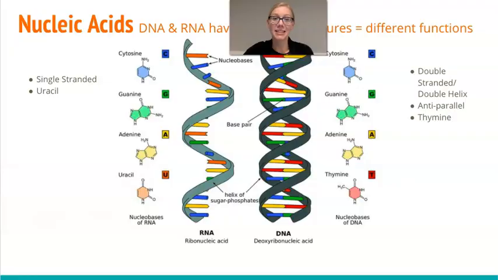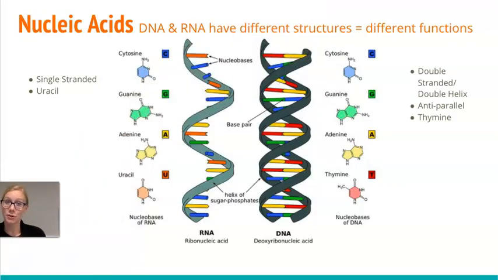So nucleic acids, DNA and RNA, both have different structures, right? If we look at RNA, it's single-stranded, and here are the bases. RNA has cytosine, guanine, adenine, and uracil, and DNA is double-stranded. It forms our double helix. The strands go in anti-parallel directions, meaning they match up, but they are opposite of each other. And you have cytosine, guanine, adenine, and thymine. So really your difference is thymine is in DNA and uracil is in RNA.